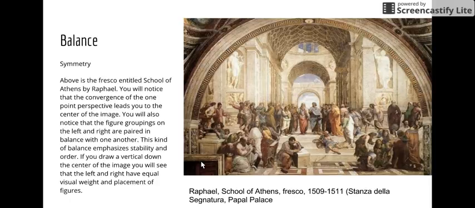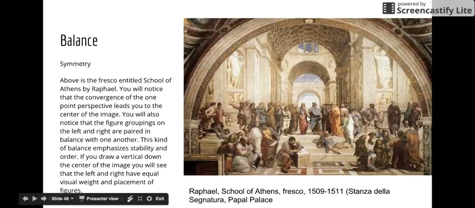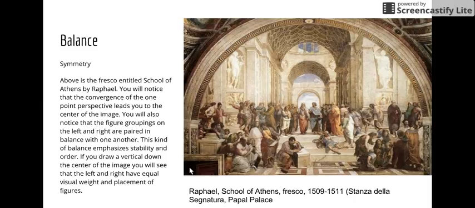the right are paired and are in balance with one another. So you've got the same number, about the same shape of all these figures, about the same as you do here. And you've got a group of figures in the foreground here, and a group of figures on the foreground on that side, and a group of figures off to this side, and a group of figures off to this side, and a couple of people in the kind of intermediate foreground, and a couple of more there. So basically, what you've got is a symmetrical or near symmetrical composition. And this kind of balance emphasizes stability and order.